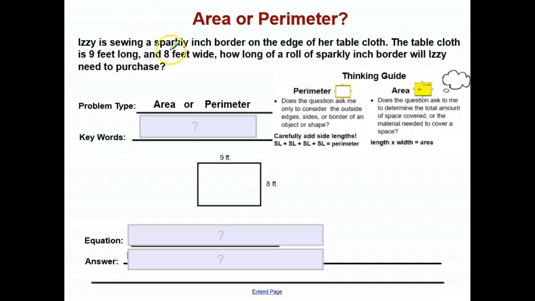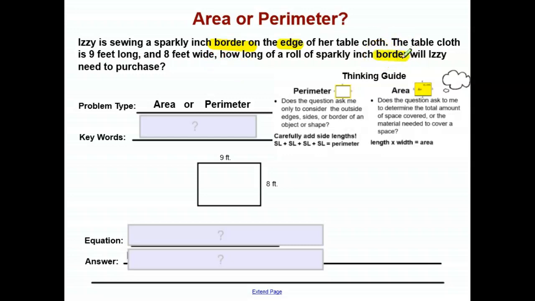Okay, Izzy is sewing a sparkly inch border on the edge of her tablecloth. There were some definite key details in here that told me the problem type. Well, I know that a border refers to something that only goes on the edge of an object. Oh, and it has the word edge of her tablecloth. The tablecloth is 9 feet long and 8 feet wide. How long of a roll of sparkly inch border will Izzy need to purchase?